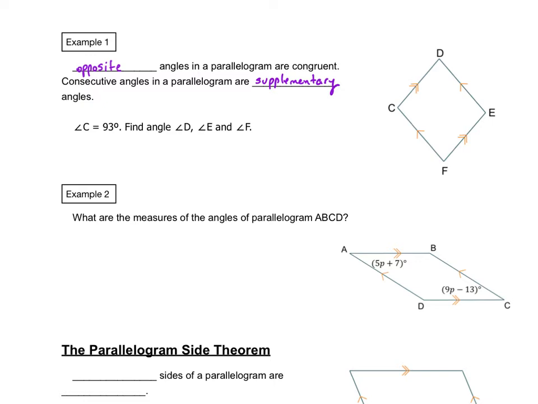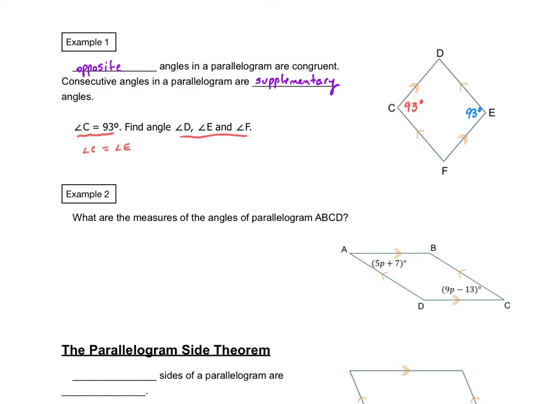so let's look at this problem and say they've given us that angle C is 93 degrees and they want us to find the other measurements. Okay, well, if angle C is 93 degrees, let's see, what do we know? We know that angle C is equal to angle E because they are congruent opposite angles. So then I know that angle E is going to be 93 degrees.